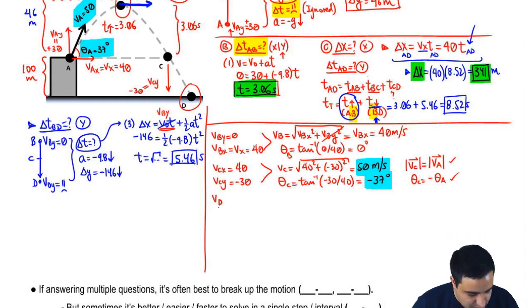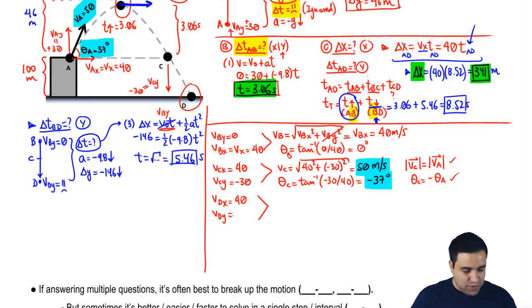VD is going to be a little bit more complicated. VDX is 40, but I do have to find VDY to be able to do this. Okay, so we don't have VDY, we're going to have to go get VDY. And again, if you want VDY, which is this velocity down here, right, you have to write an equation. You know, pick an interval, write an equation, and the best interval here is going to be, again, not C to D.